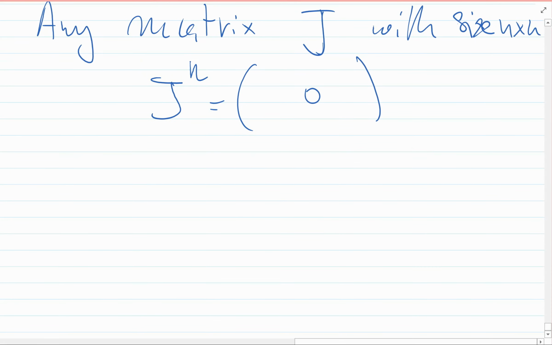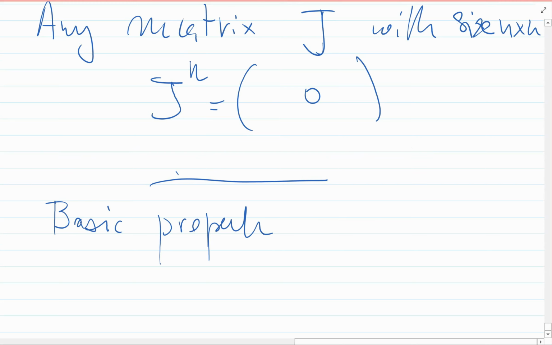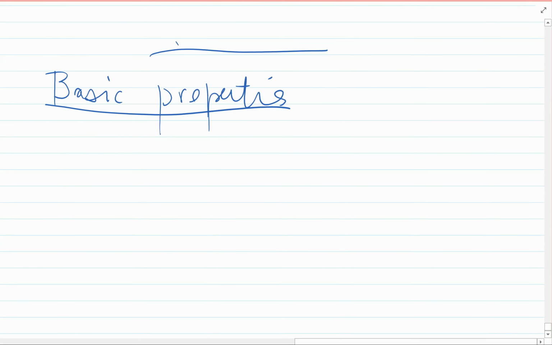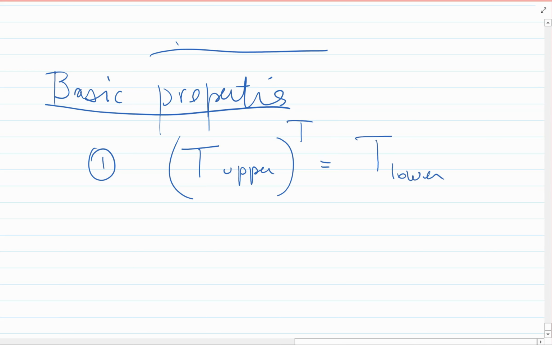So next, we want just some basic properties before I close this note. Some basic properties. Okay, so what is the transpose of an upper? Obviously, if you take triangular upper and you do transpose, you end up having lower triangular. Okay, and vice versa. The transpose of a triangular lower matrix will give you a triangular upper matrix.